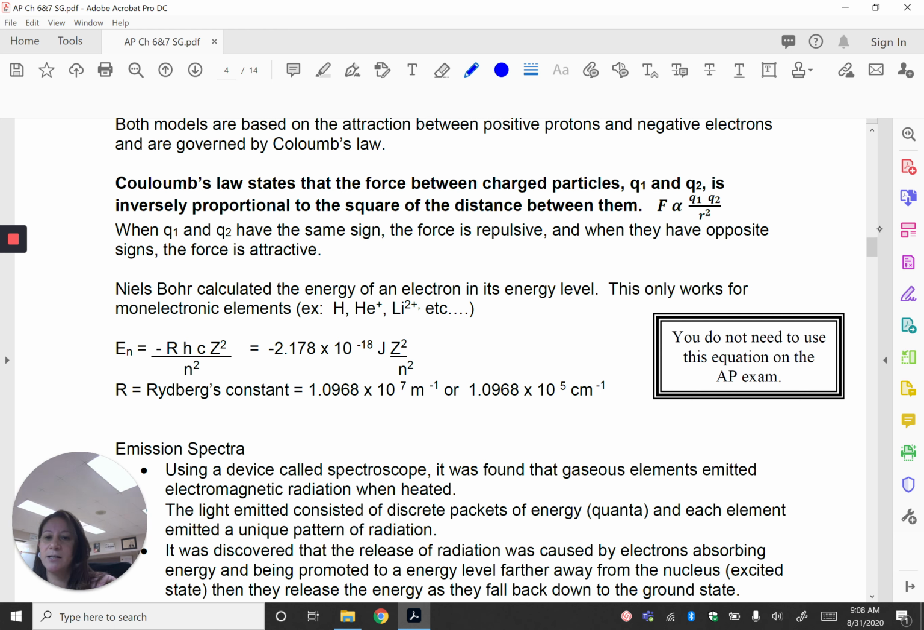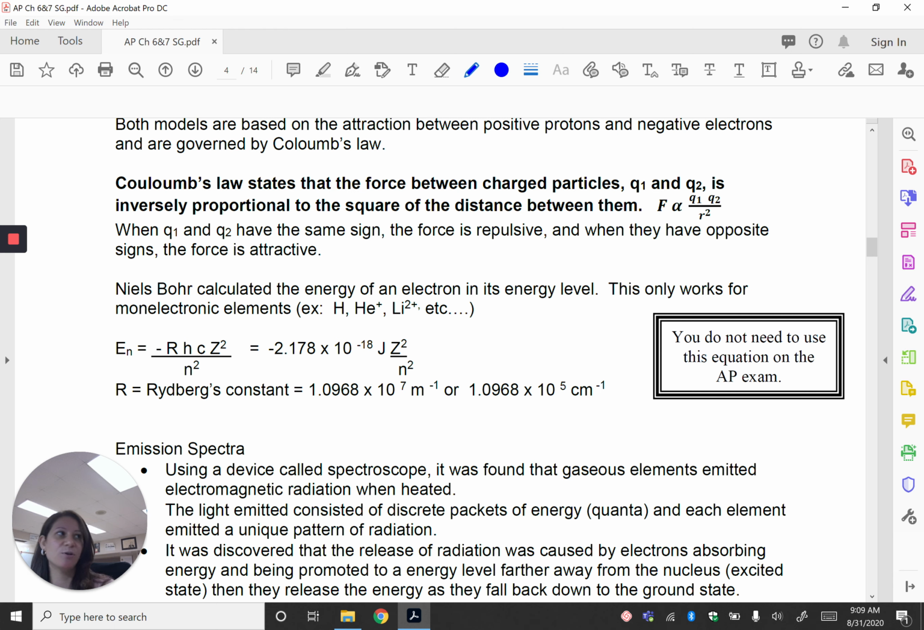So Z squared, and then n squared is the energy level squared. So this equation is the same thing as this equation. Now, we used to use this equation, but the problem with this is it only works for monoelectronic elements, so elements that only have one electron. Things like hydrogen, that has one electron. Helium has two, but He+ means it lost an electron, so it only has one left. Li2+, and so on. So it's very, very limited. Again, you don't need to use that equation.